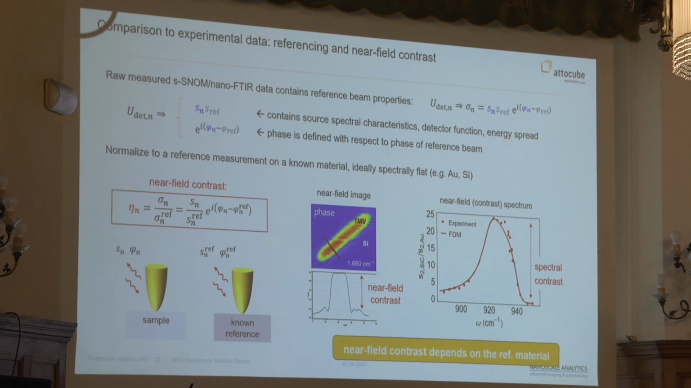No. So what you do is you take a second measurement normally, and you normalize the data in a complex way. That's important, complex way. So the amplitudes are essentially the ratio of the scattering amplitude on your sample to the scattering amplitude on the reference material, but for the phases, it's the difference. And this quantity, this ratio, is often referred to as a near-field contrast. It's always defined with respect to something, which means that the actual value, for example, the peak height, depends on what your reference material is.